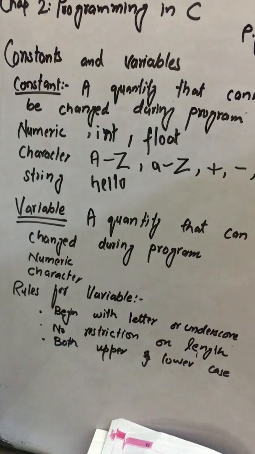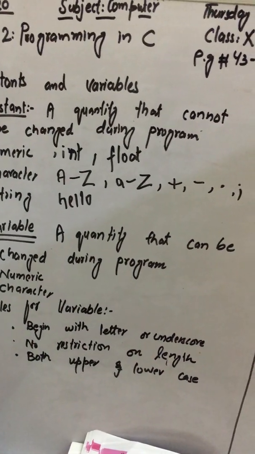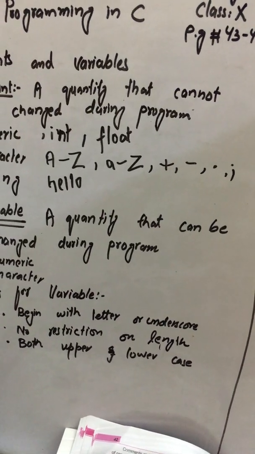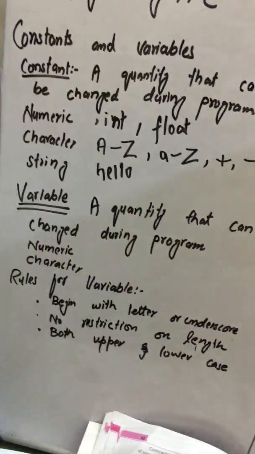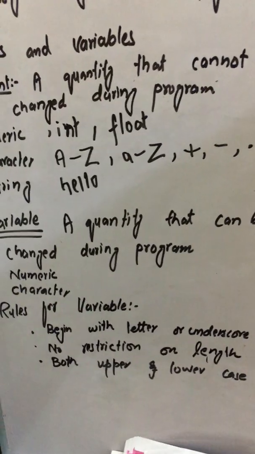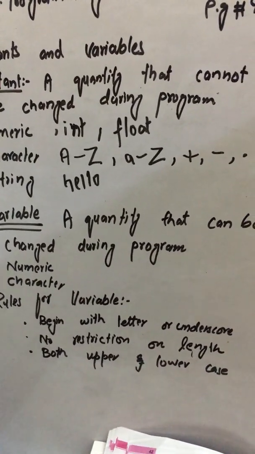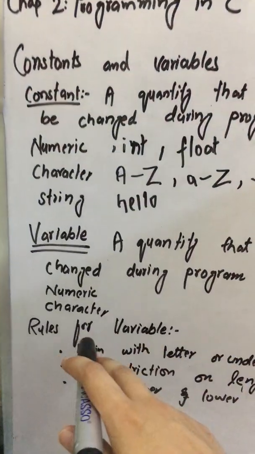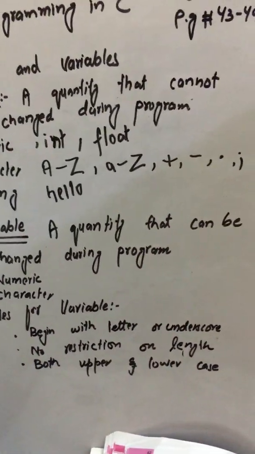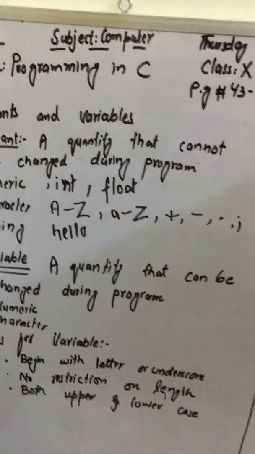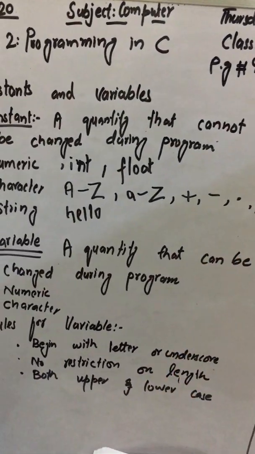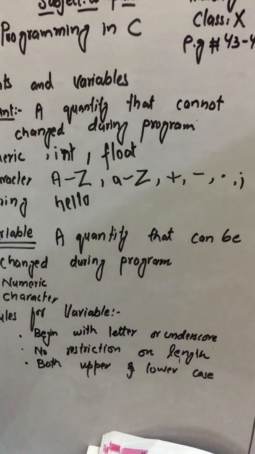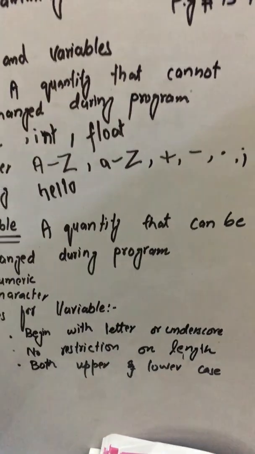Then we have a variable. A variable is a quantity that can be changed during the program execution. Again, we have a variable of a numeric type or a character type. In numeric, you can have two options. You can have a value in the form of integer and a float. And in character, it involves everything. For example, your A to Z, capital and lowercase, your special characters, and a combination of characters as well.